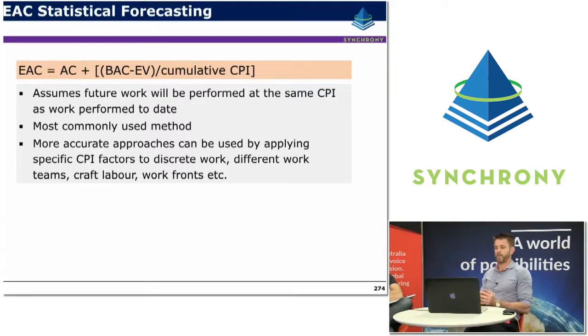More accurate approaches can be used by applying specific CPI factors for discrete work, different work fronts, craft labour and different teams, etc. So you can become more sophisticated with it if you know there are some causes of CPI problems or performance problems that have been in the past that don't exist anymore. You can filter those out of some of your factoring and calculations, and you can project out based on the type of work that you've got in front of you as well.